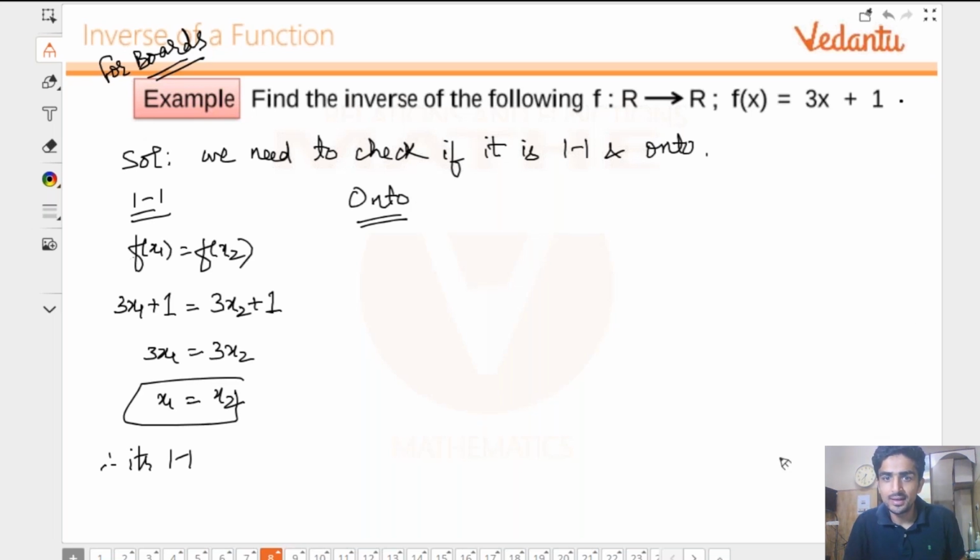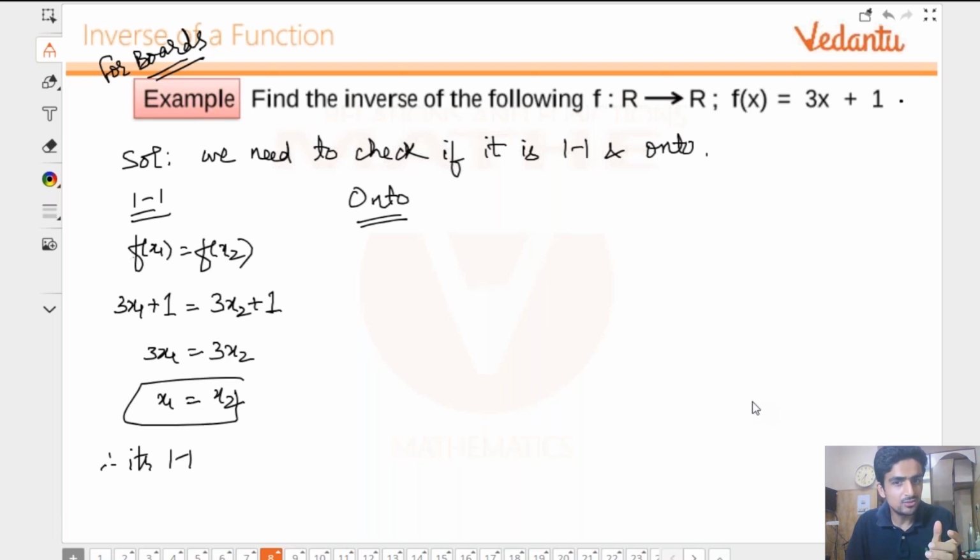Think. Yes, Ame. Yes, very good. What about others? I'm waiting. Try to remember what was onto. A function is called onto if your range and codomain are same.